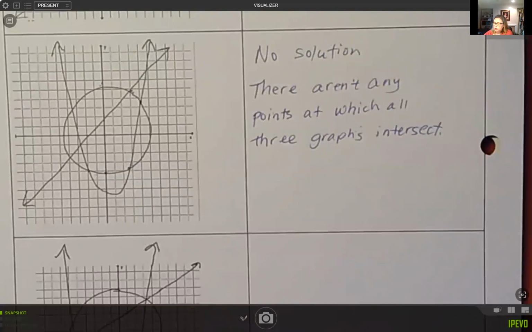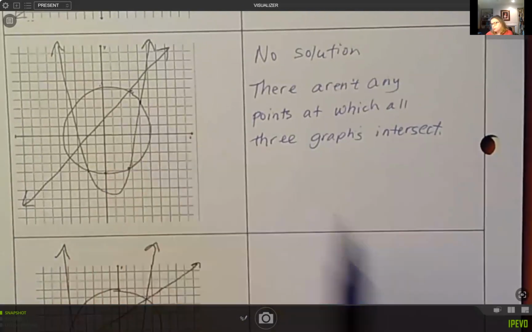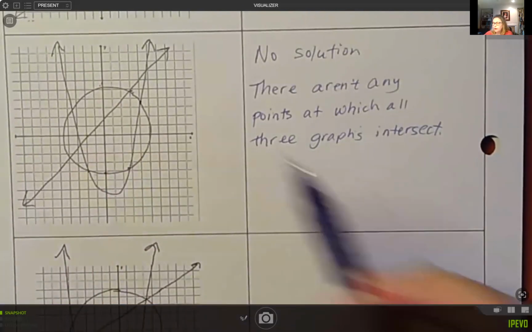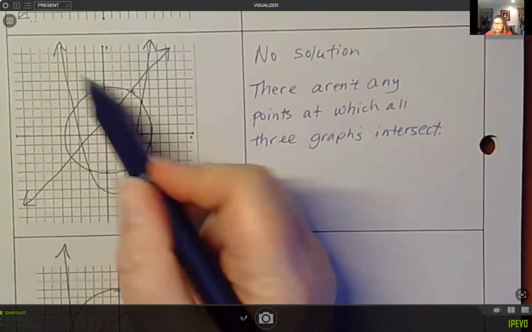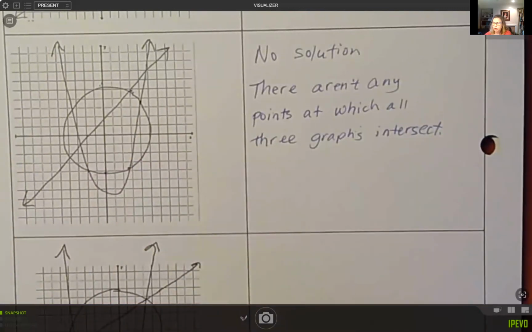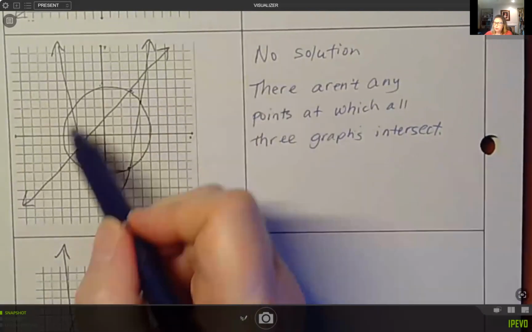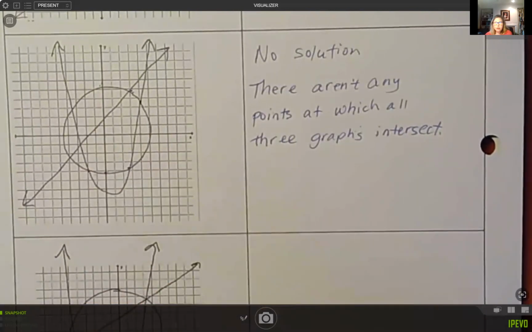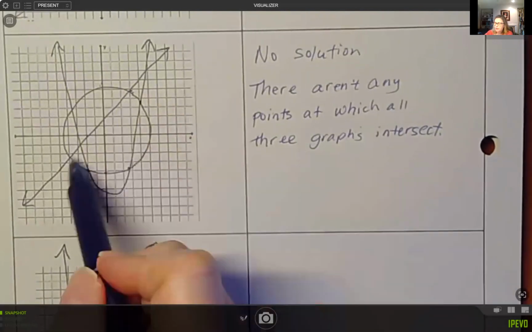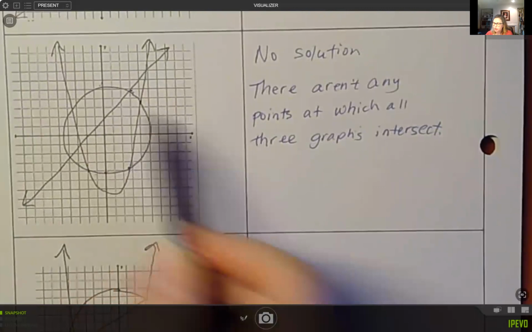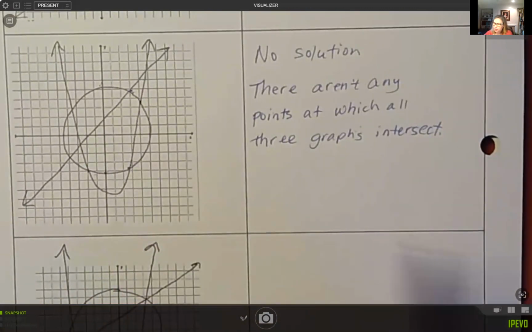And I chose the circle just because I chose the circle. I could have followed the line or I could have followed the parabola. And I don't need to check all three of them because remember, I'm just looking for any point at which all three equations intersect. I can just check one of them because if it doesn't work for the circle, it doesn't matter if it works for the other points.